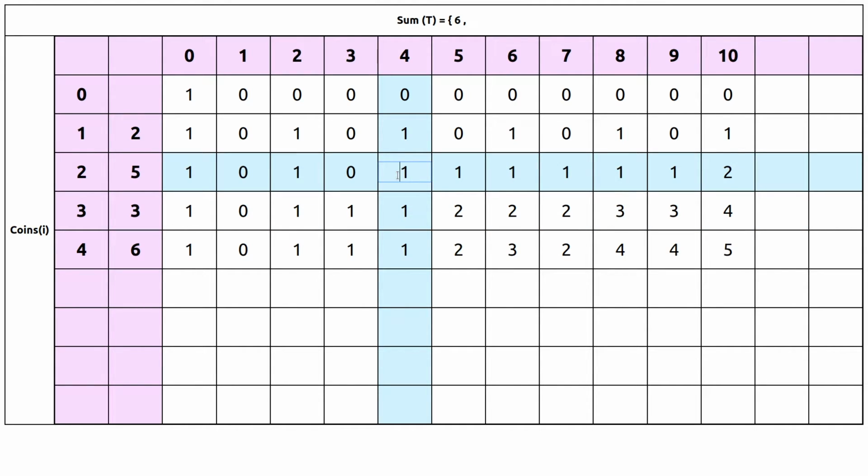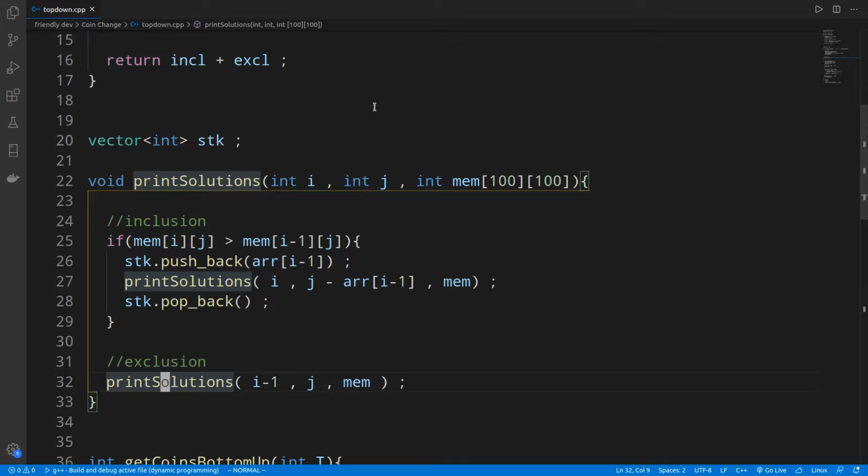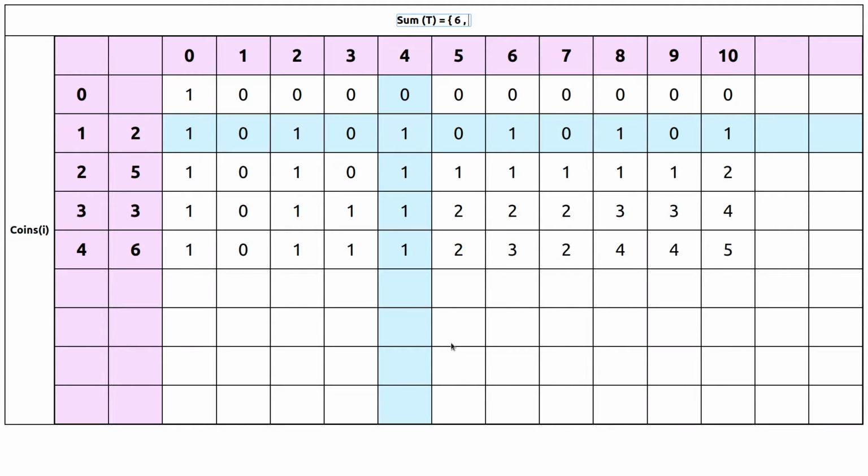Here again, if you look at the current cell and the previous row value, both are the same. So again we take the exclusion choice and move to the previous row. Now since 1 is greater than the previous row value, this means we can actually include the item. So this condition will be true, and we include 2 into the stack. We push 2 into the stack.